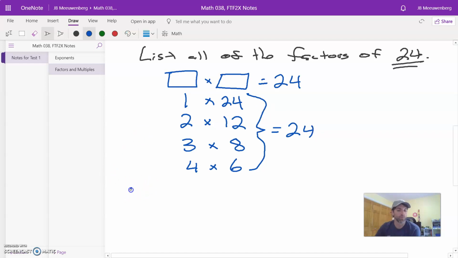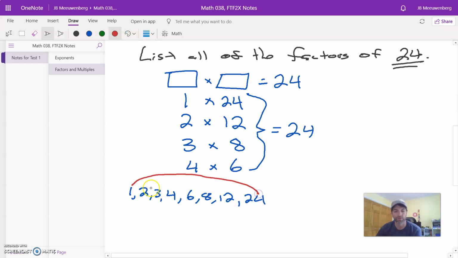So there's our list. 1, 2, 3, 4. I'm starting with the small numbers and working my way up this way. 6, 8, 12, 24. There's our list. Those are our factors of 24. And notice how you can kind of make a little rainbow. I should have made this further apart, right? These two make 24. These two make 24. These two make 24. And these two make 24. Factors and multiples. So crucial to understanding both arithmetic and algebra.